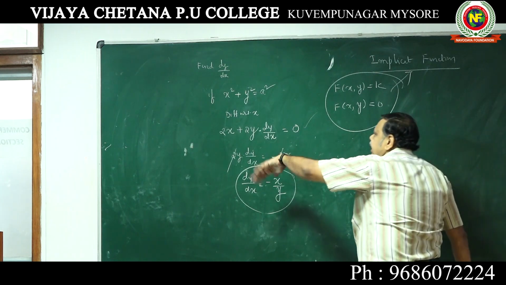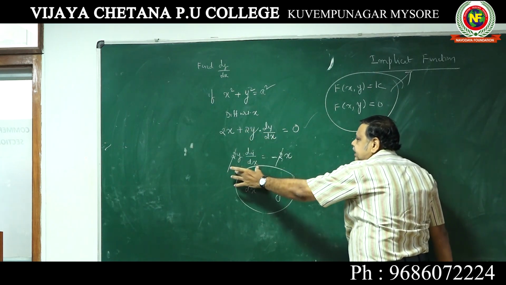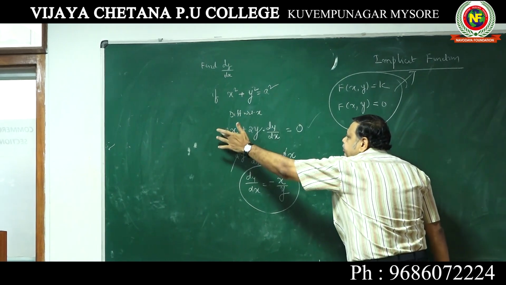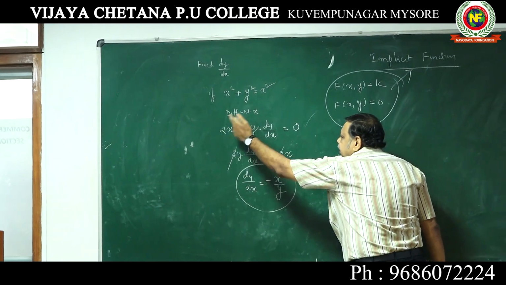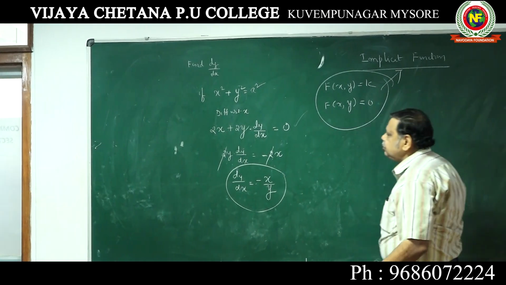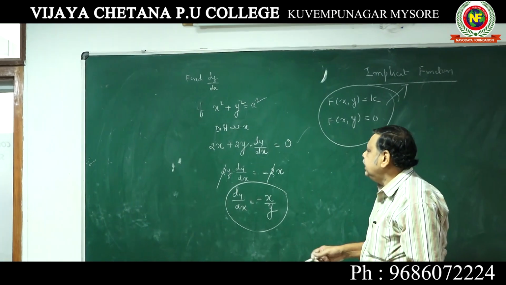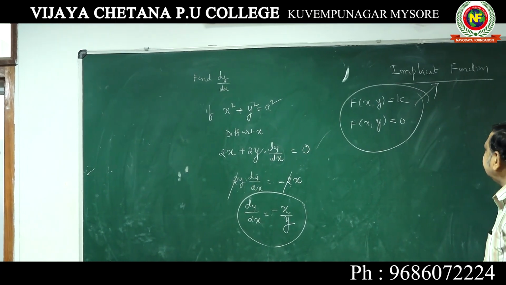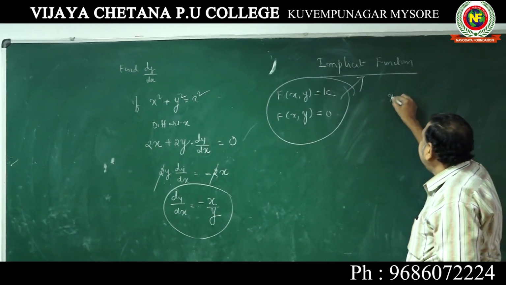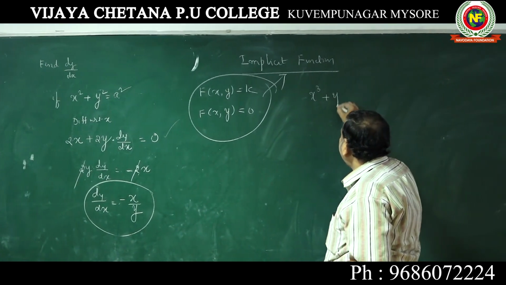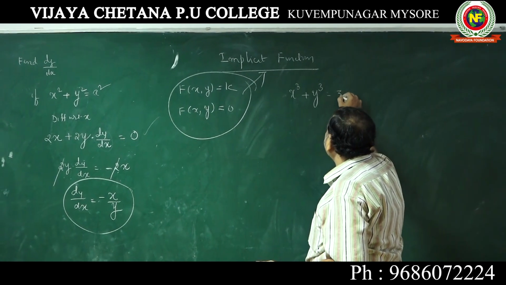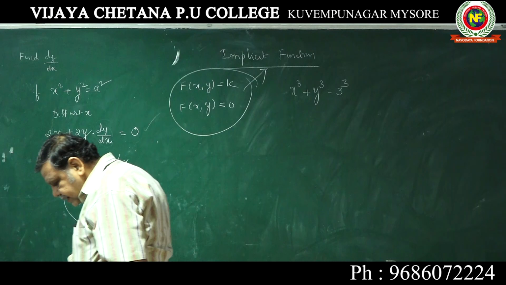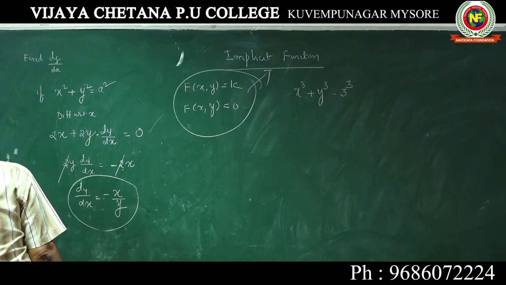Take the dy by dx term on the left side and shift the other term to the other side. When you shift it, plus will become minus, minus will become plus. Here it is plus, it becomes minus, minus 2x, 2 cancelled, dy by dx is equal to minus x by y is the answer. Take the next problem, x cube plus y cube is equal to 3 cube.